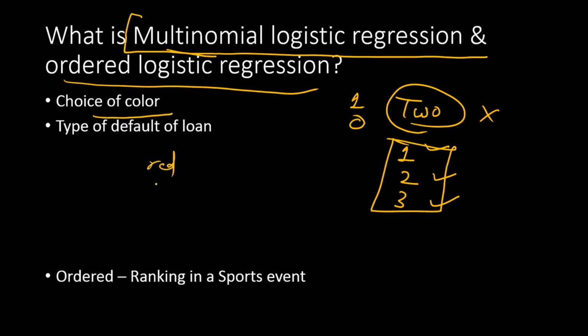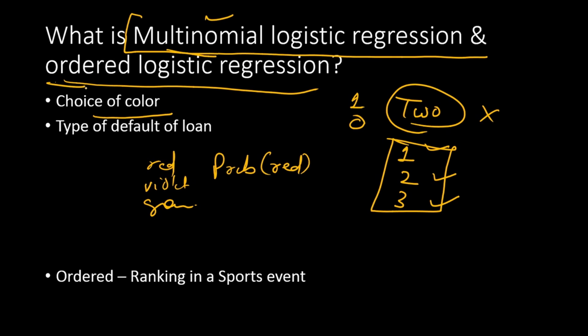Let's say there is red, there is violet, green, and so on. And the objective is to predict which color is most favorite of a group of people. So what is the probability that red will be chosen by a set of people? That kind of a problem is dealt by the multinomial logistic regression.